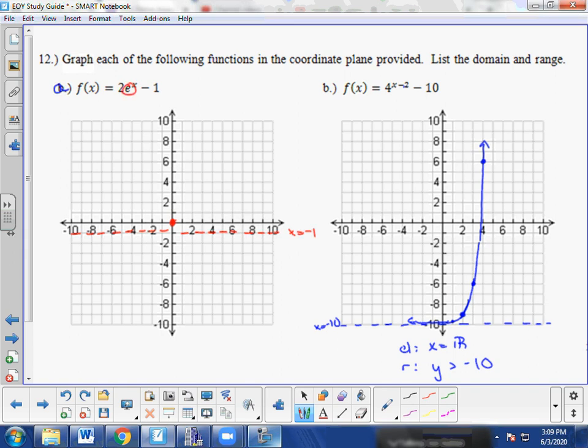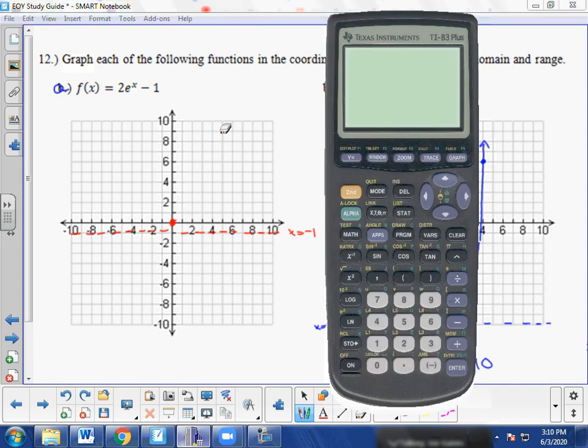This is an exponential growth. Remember, e is approximately 2.7, so e is going to be a number greater than 1, so it's going to be another exponential growth. I have no reflections. I do have a dilation here, a vertical stretch. So the dilation is going to affect all points other than our initial point. Our initial point does not change.